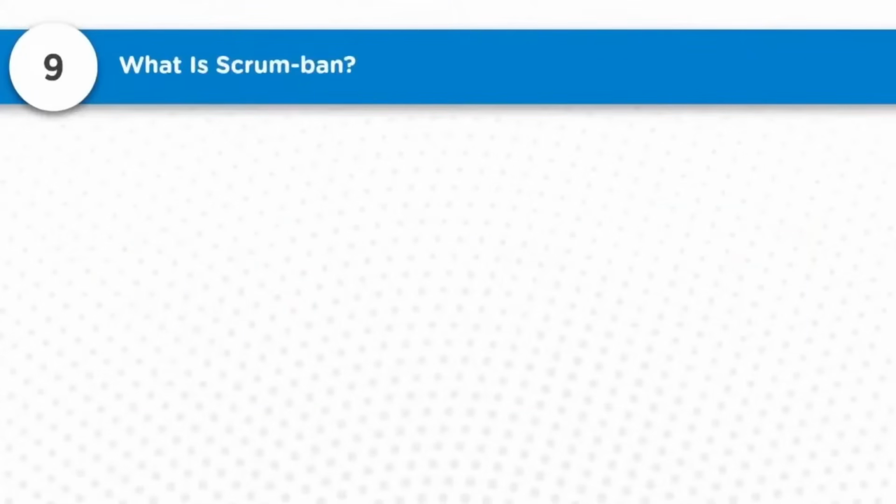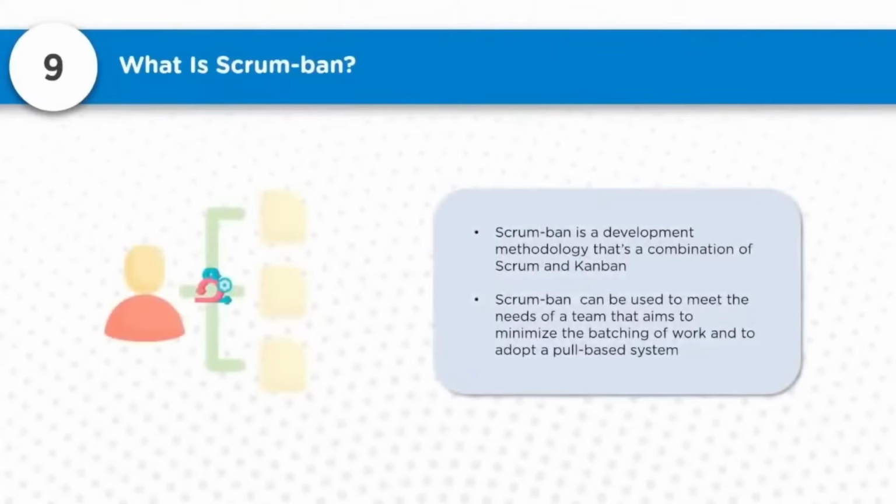Question number 9, what is Scrum Ban? Scrum Ban is a development methodology that is a combination of Scrum and Kanban. This can be used to meet the needs of teams that aim to minimize the batching of work and to adopt a pull-based system. Kanban is called a pull-based system, which helps in visualizing what work is in progress. And since it is a visualized system, it is visible to everyone. So it works by making people conscious to take that work and get it closed quickly.